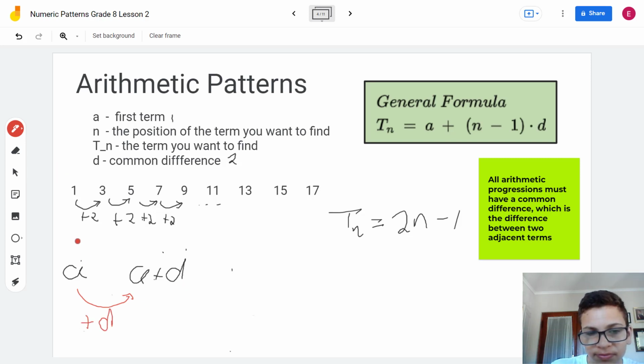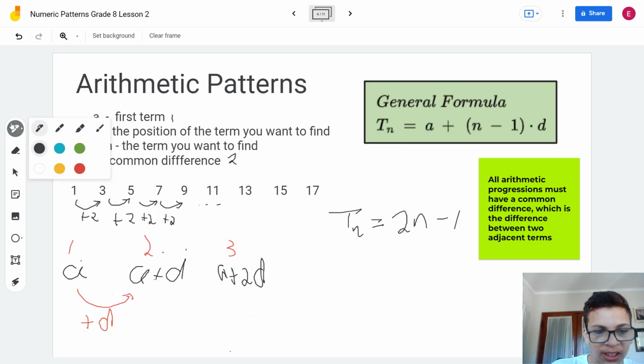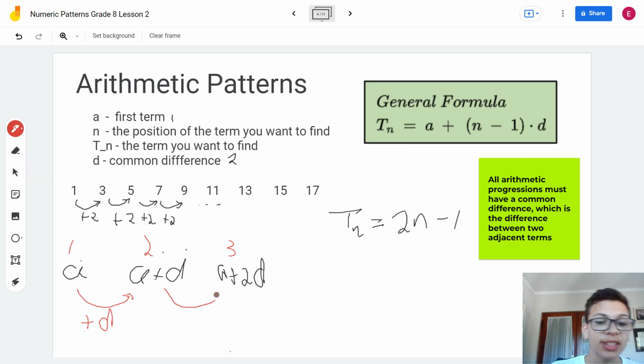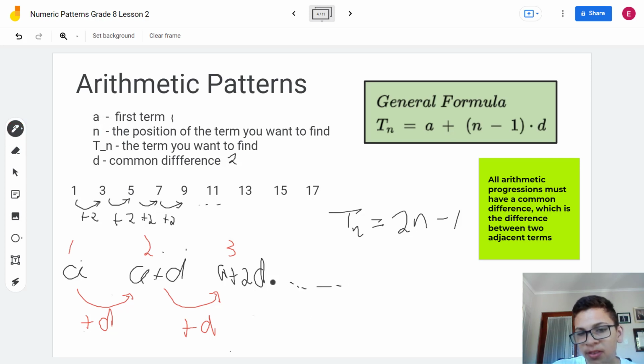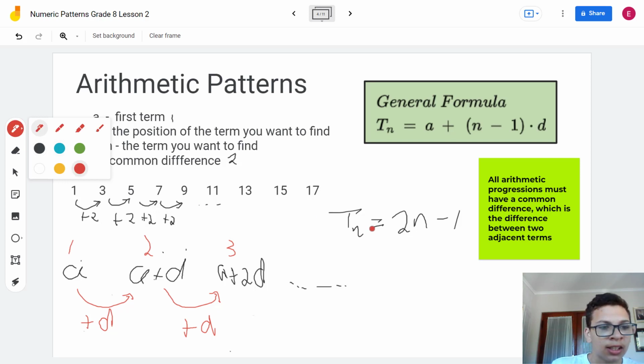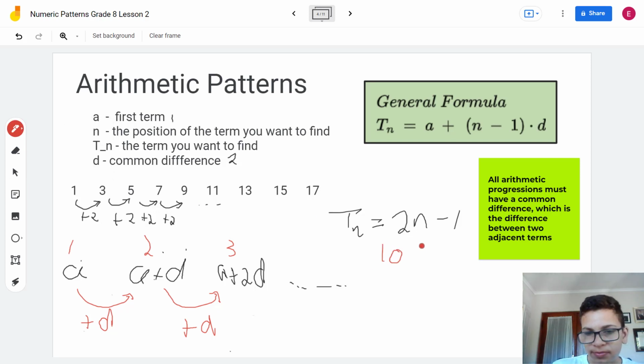Our third term will be A plus 2D, because we're going to add D from the second term. So it'll be A plus D, plus D, which is A plus 2D. And as you can see, a pattern might emerge, and we can do it up till, let's consider the 100th term. The 100th term will be A plus 99D.